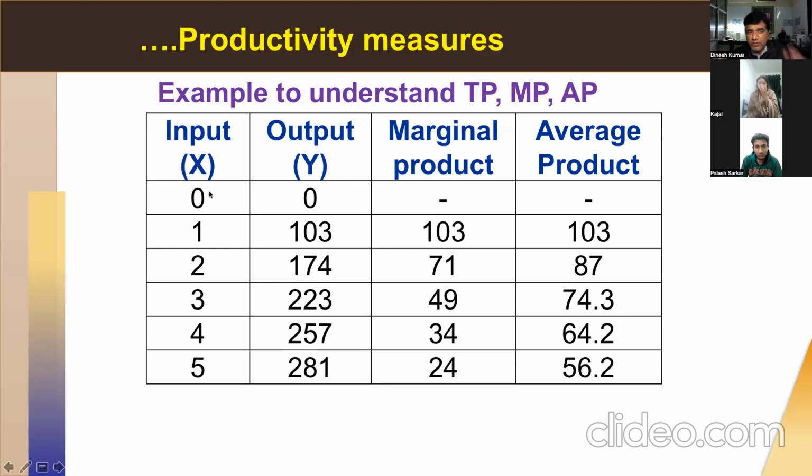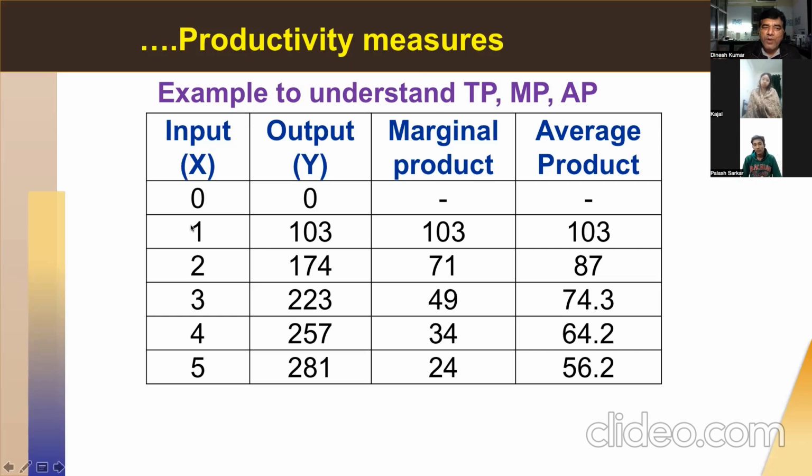I will be quick. So inputs, suppose, are 0, 1, 2, 3, 4, 5. The output is randomly written; I just took this example from somewhere. And then marginal product. For 0 input, there cannot be any marginal product because before 0 there is no unit.